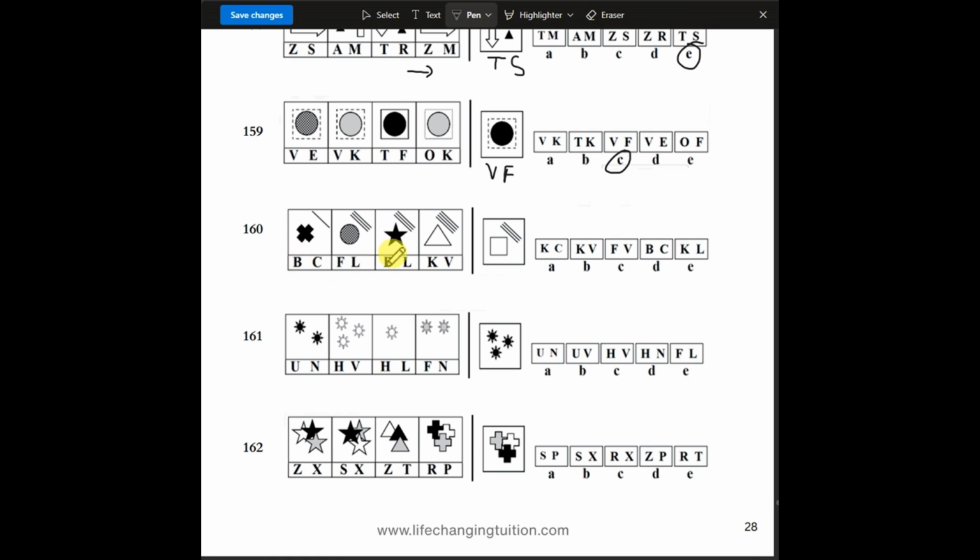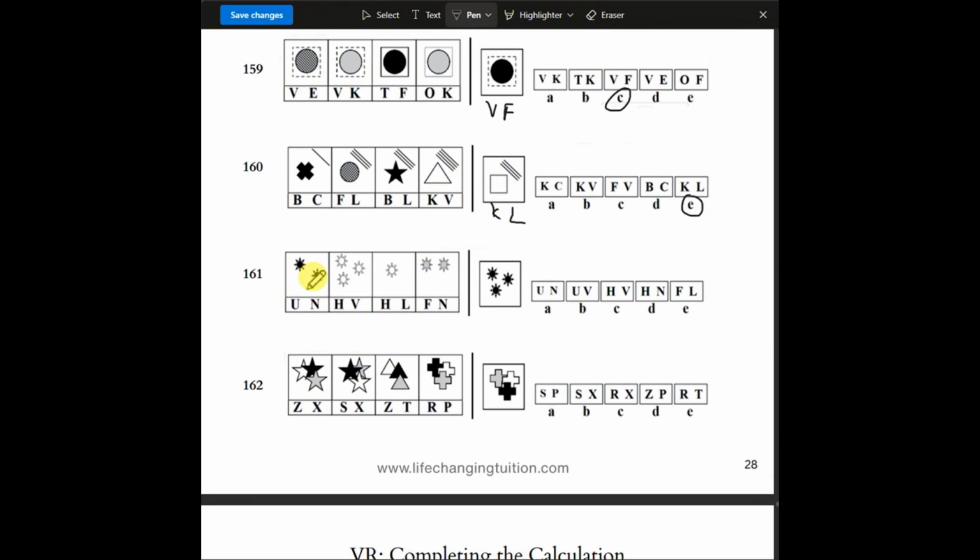Question 160. You've got B and B seem to mean black shape, so K would mean white shape. And then L and L seems to mean 3 lines. This has got an L, so KL, option E. Question 161. Once again, you've got 2 H's here. Seems to indicate white sun. U would mean black sun. And then N and N seems to mean 2 suns, whereas V would mean 3 suns. So UV, option B.